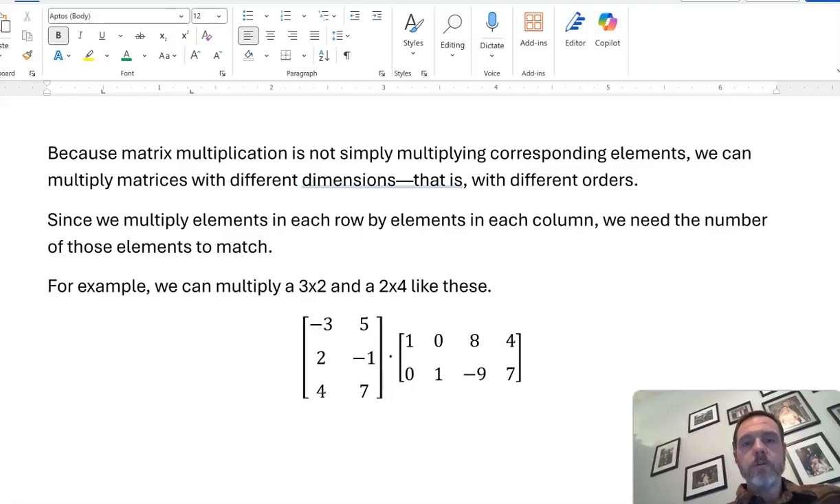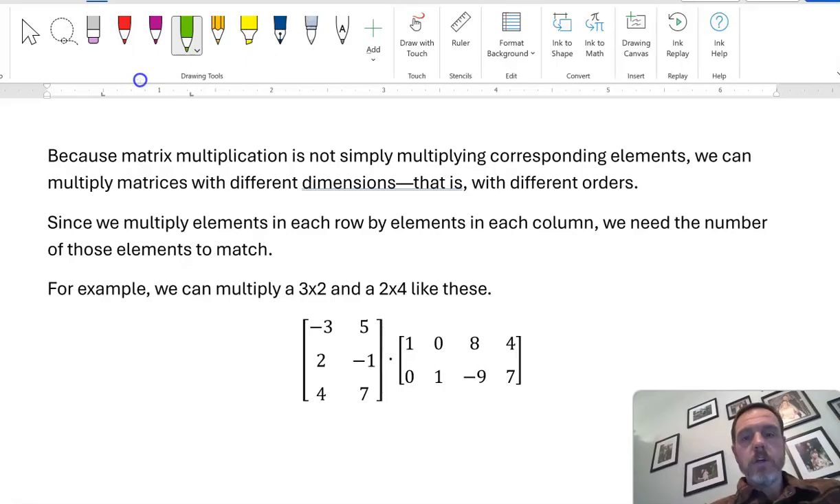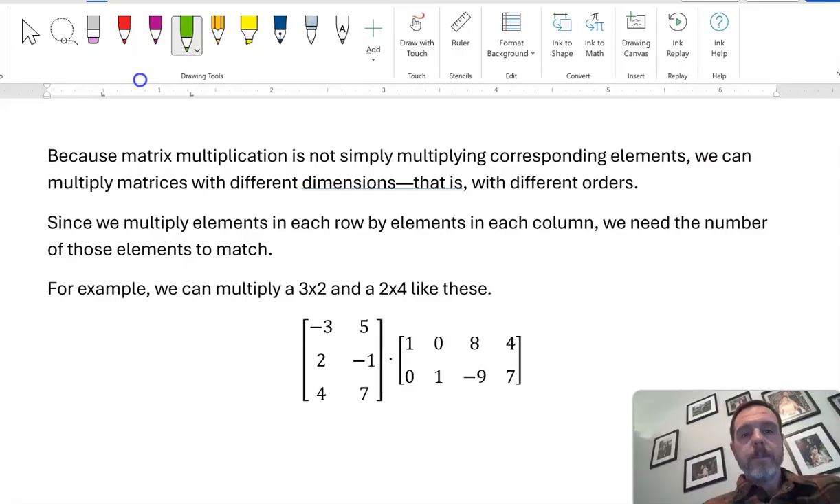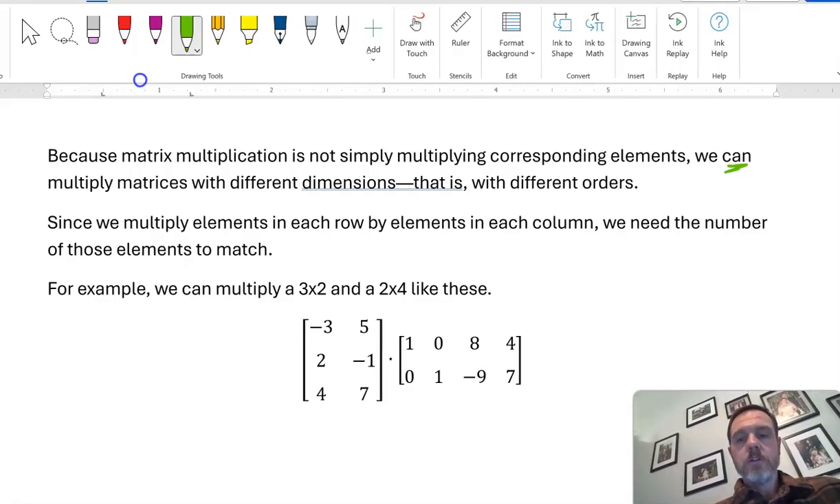This is probably the most important video to watch since this is the most advanced part of the assignment, these last couple problems, because we're looking at matrix multiplication in which the dimensions do not match. That is surprising. Okay, so I mentioned here, because matrix multiplication is not simply multiplying the corresponding elements, we can, in fact, multiply matrices with different dimensions, or as the book calls it, different orders. So how does that work?